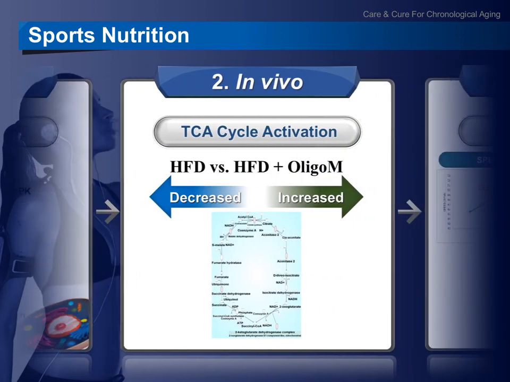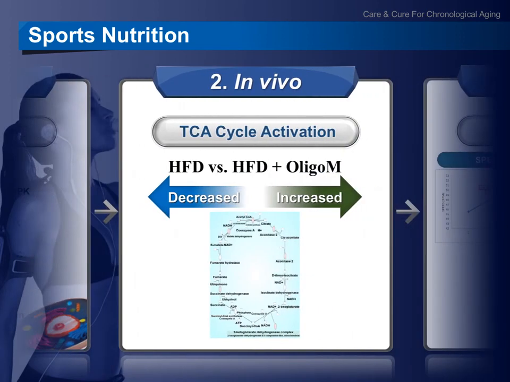In our in vivo study using high-fat diet-induced mouse models, we found that OligoM is related with TCA cycle activation and fatty acid oxidation to allow for the generation of ATP in a short period of time.